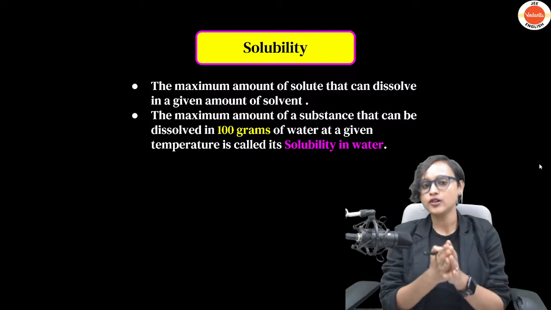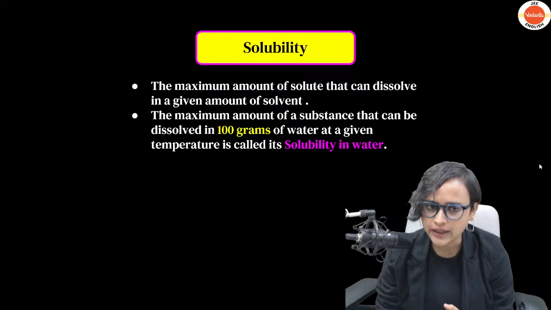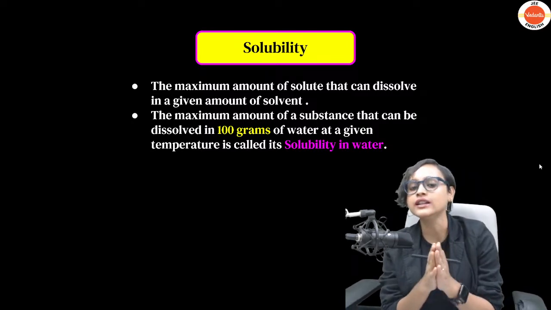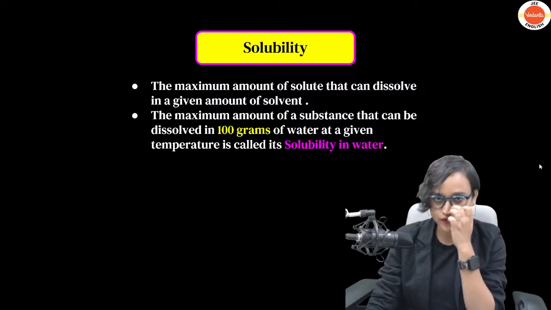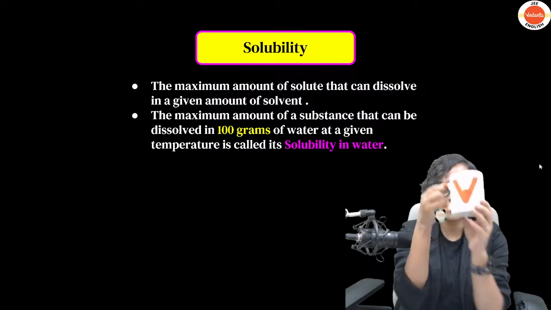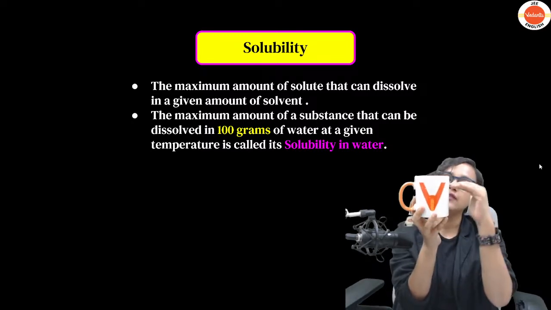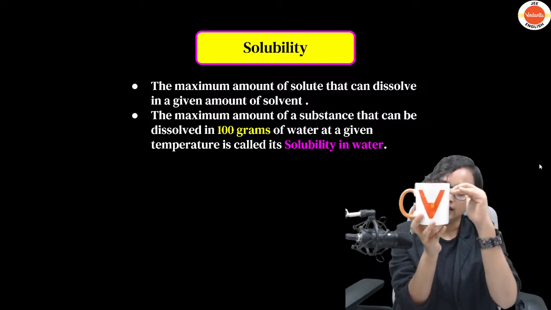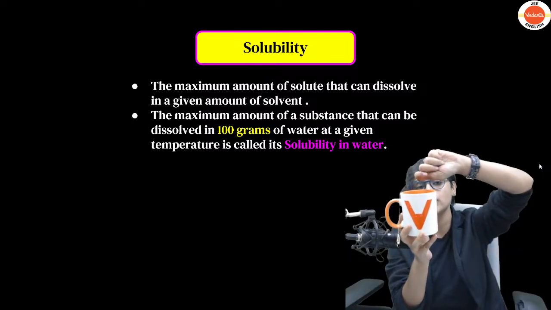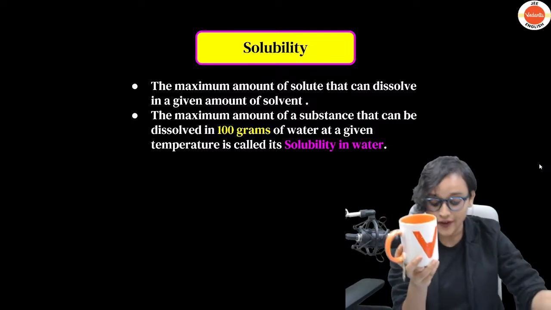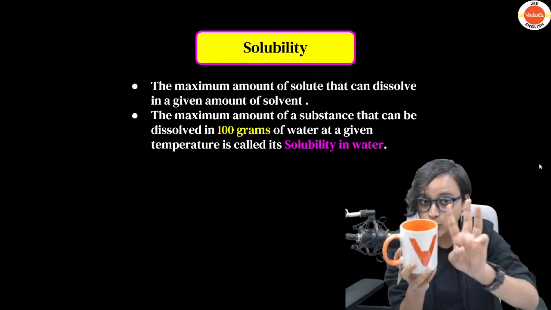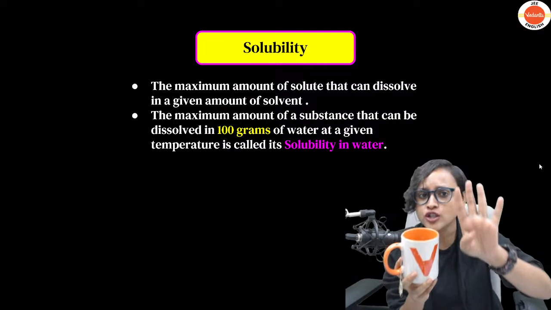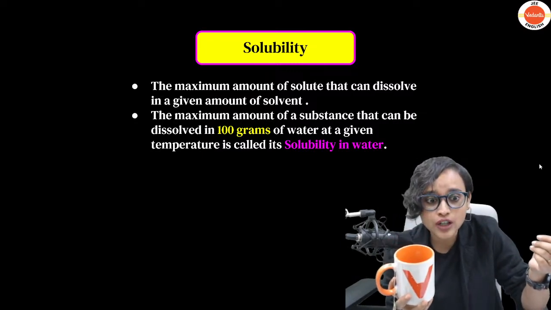Anyway, now let's talk about solubility. What is solubility? Solubility is basically the maximum amount of solute that can dissolve in a given amount of solvent. For example, let's say I have this cup filled with water. If I put 1 spoon of salt, it will get dissolved. If I put a second spoon, it will still get dissolved. Third spoon, it will still get dissolved. Fourth spoon, now it might not get dissolved.